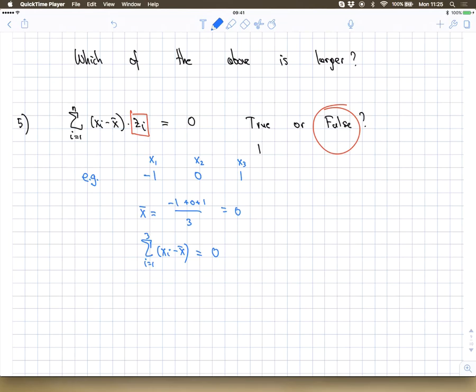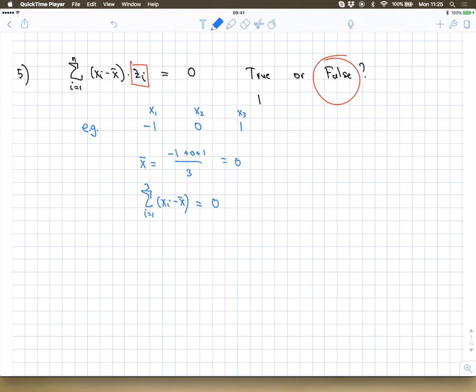Now, what I'm asking you is, if this is 0, could this be 0? -1 times z1 plus 0 times z2 plus 1 times z3. Is this equal to 0? If I gave you something like that, what would you say? Well, it depends on z. That's what you would have said. If z1 is the same as z3, that would be true, but it's not always true. So be mindful of this property coming up that way.